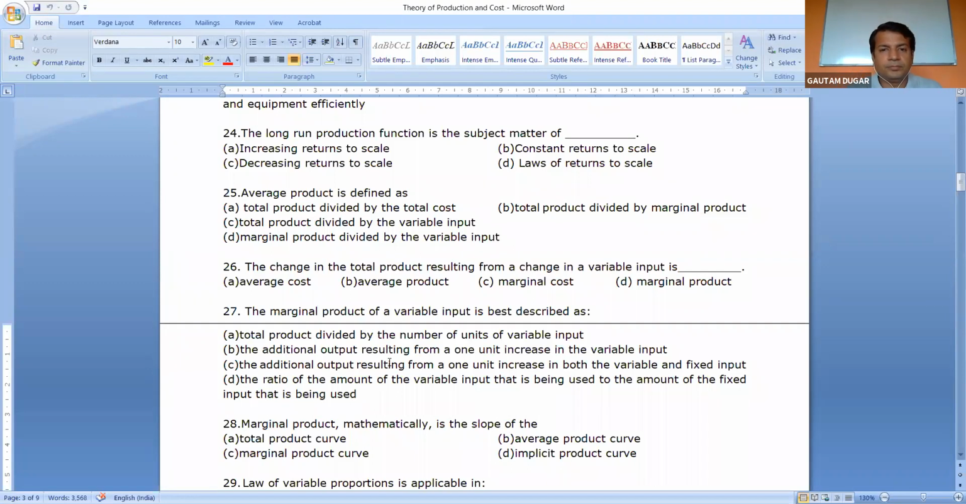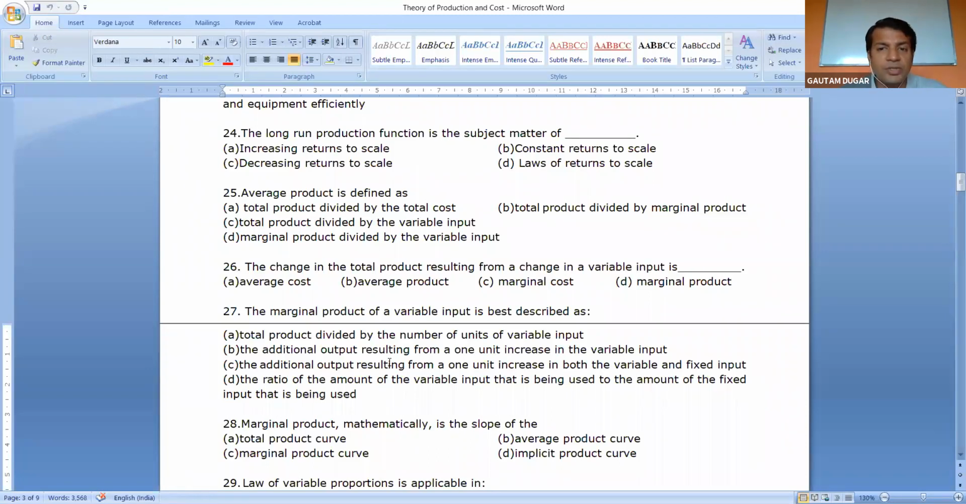26. The change in total product resulting from a change in the variable input. Change in total product resulting from a change in the variable input is what? Obviously, it is marginal product. So 26D is the correct answer.